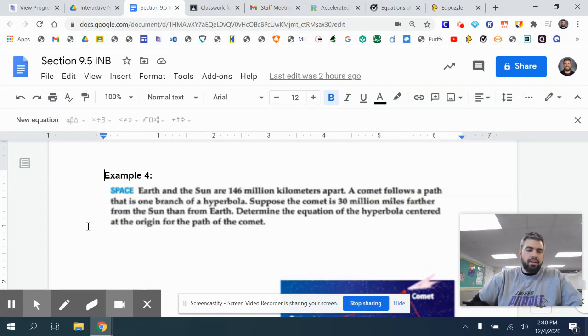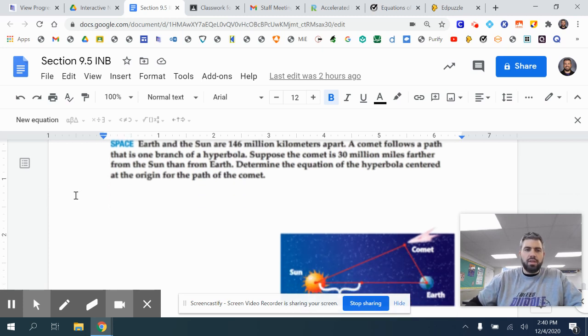So for our last and final example on hyperbolas, we're going to look at a real-world problem. And actually, we're going to talk about an astronomy problem. So it says Earth and the Sun are 146 million kilometers apart. A comet follows a path that is one branch of a hyperbola. So this comet is following this hyperbola path, right?